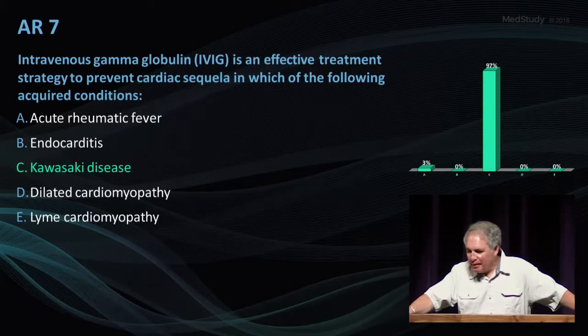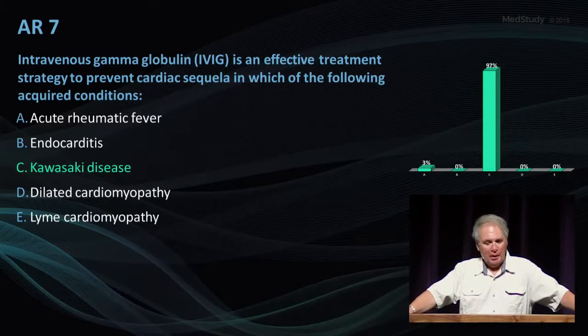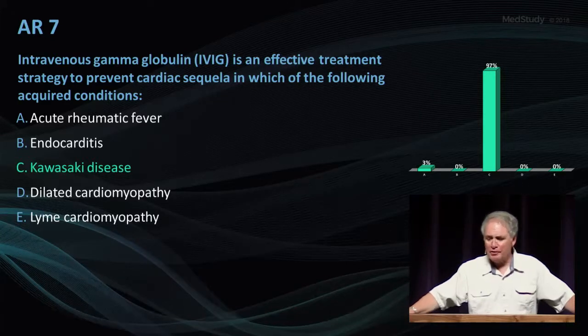Bingo. Nearly 100%. Correct. So, intravenous gamma globulin, very important in preventing cardiac complications of Kawasaki's disease.